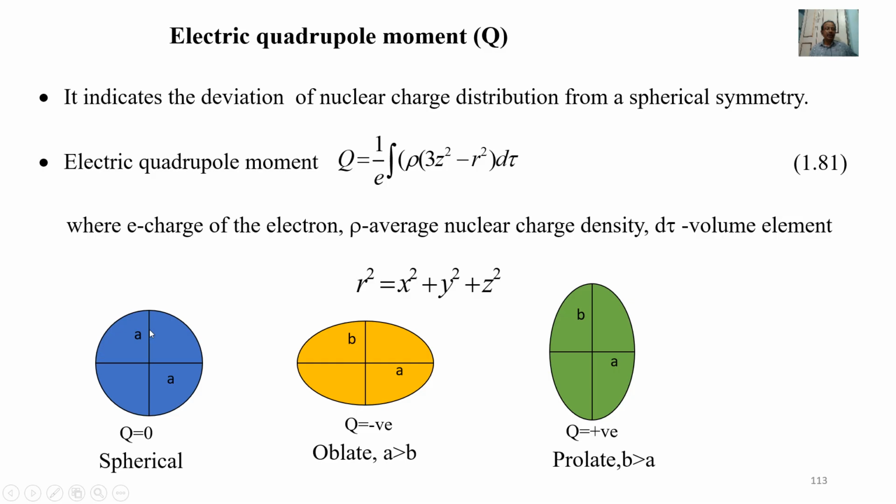And the first figure shows a spherical symmetry, so there is no quadrupole moment, so Q equals 0. But here, in the oblate case, where A is greater than B, Q is a negative value. That is, the quadrupole moment is a negative value. Whereas in the prolate case, where B is greater than A, the quadrupole moment is a positive value.